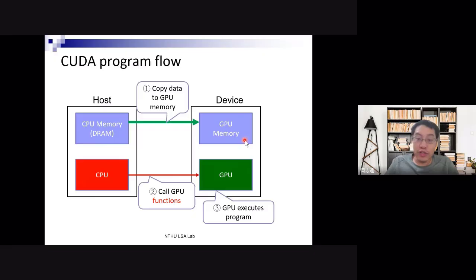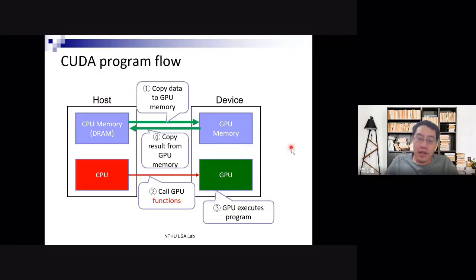So if you want to display or access it by the host, you have to copy the data back to the main memory. Otherwise, your code running on CPU cannot access the GPU memory. So those four are the basic steps, or the flow, you have to follow in order to run a program on GPU.